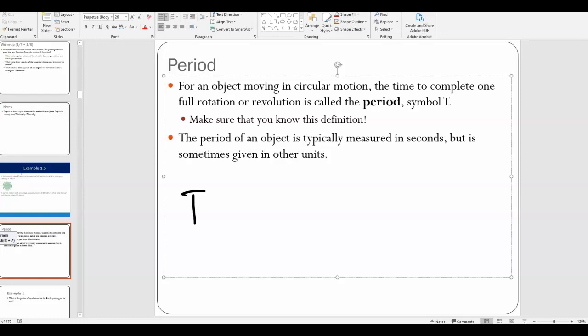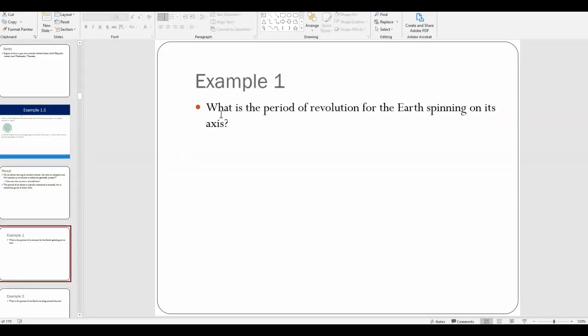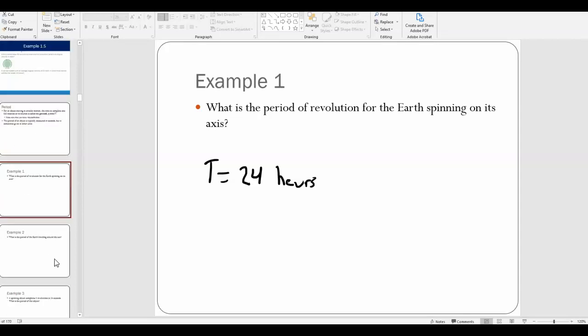Let me give you some examples. Here we're asked what is the period of revolution for the Earth spinning on its own axis. Hopefully you know that the period of rotation for the Earth spinning on its axis is 24 hours. That's what we call one day. If we were doing calculations with this, we would need to convert that to seconds. Here we're just asked for the period and it doesn't specify the units, so we're probably okay leaving it in hours. But if you wanted it to find some other quantity, you would probably have to convert that to seconds. That's just an example of period.